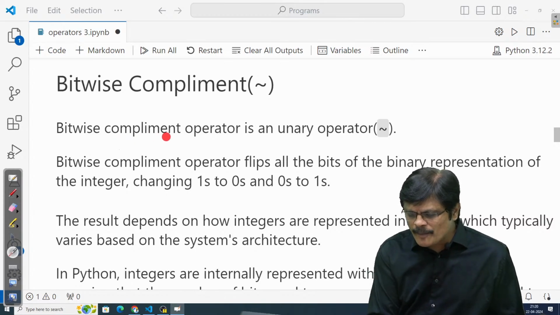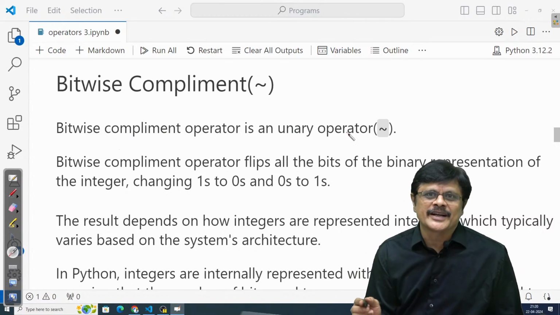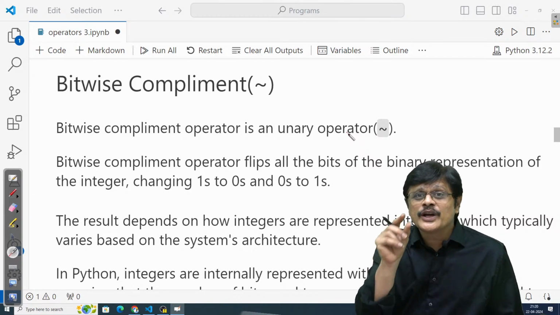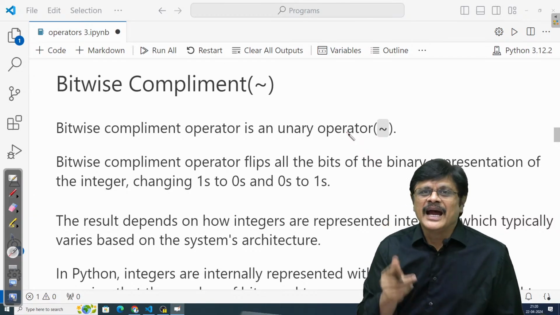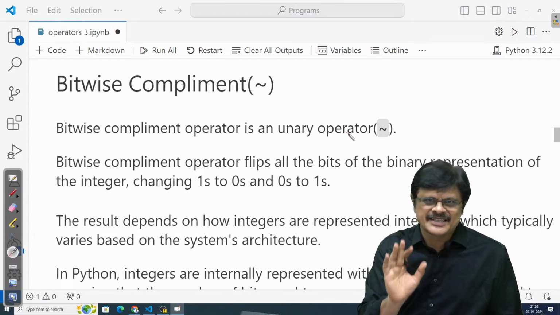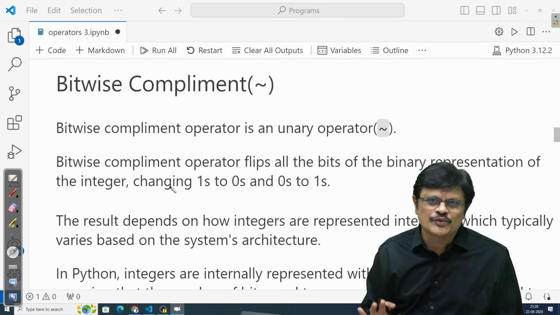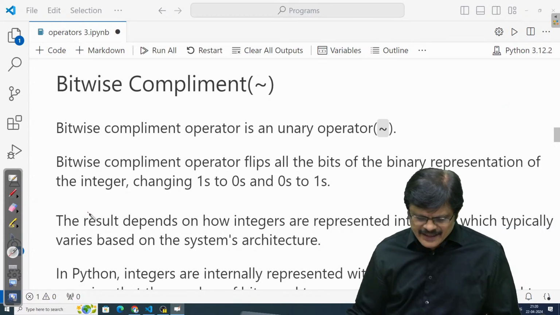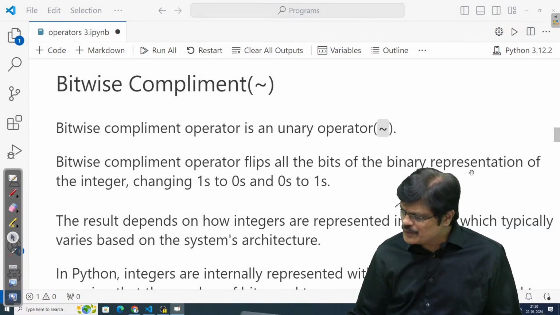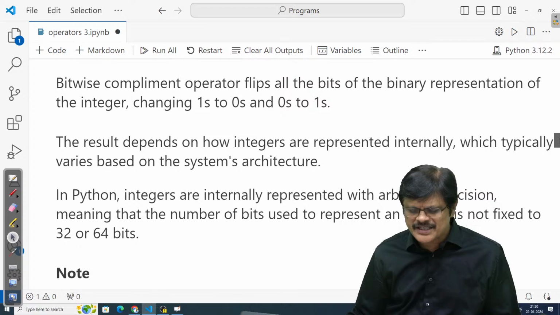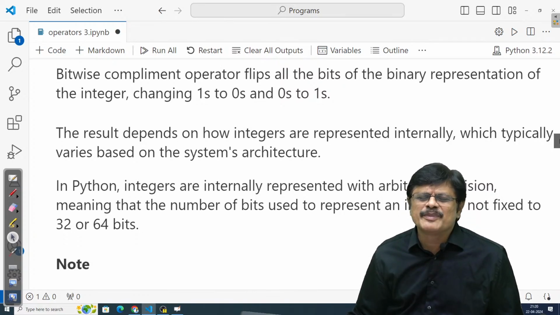See, the bitwise complement operator is a unary operator. Unary, it applies only on a single operand, and that single operand must be an integer. The bitwise complement operator flips the bits of the binary representation of the integer, changing ones to zeros and zeros to ones. Here there is one very interesting story which we need to understand properly, my dear friends. If you understand that, then generally this bitwise complement does not trouble you.